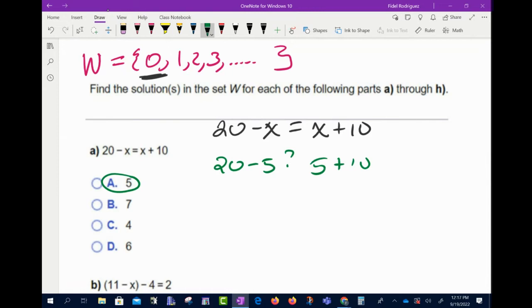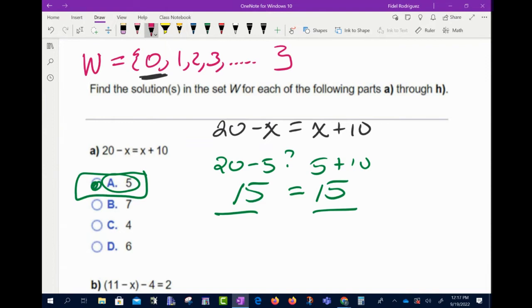What's 20 minus 5? Anyone know? 15, right? 20 take away 5 is 15. What's 5 plus 10? 15. Doesn't that look like it's checking out, right? Because I'm coming up with the same thing on both sides. So I know that my answer here, y'all, is going to be 5, right? Now, I checked the first answer, it worked, but we could check any of the other ones.